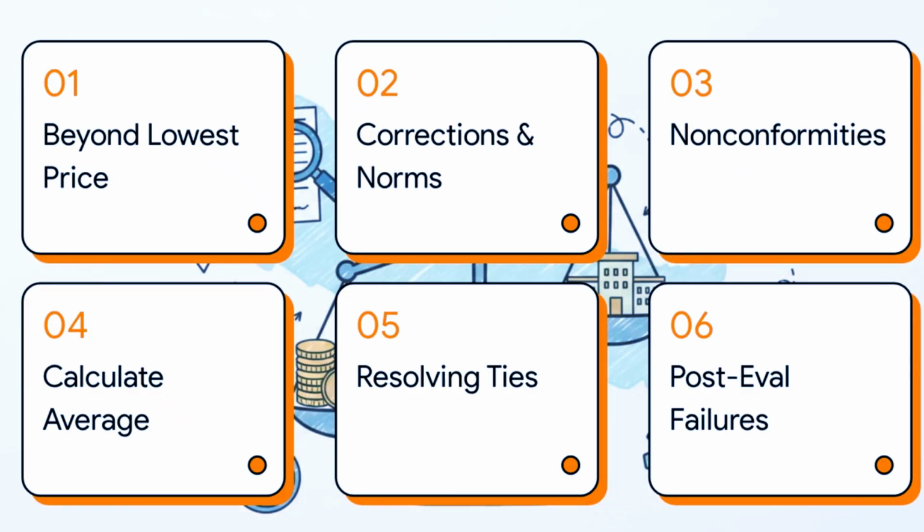Here's our roadmap for today. First, we'll look beyond the lowest price. Then, we cover corrections and normalization, followed by nonconformities and exclusions. After that, we'll calculate the average bid, see how to resolve ties, and finally, handle post-evaluation failures.